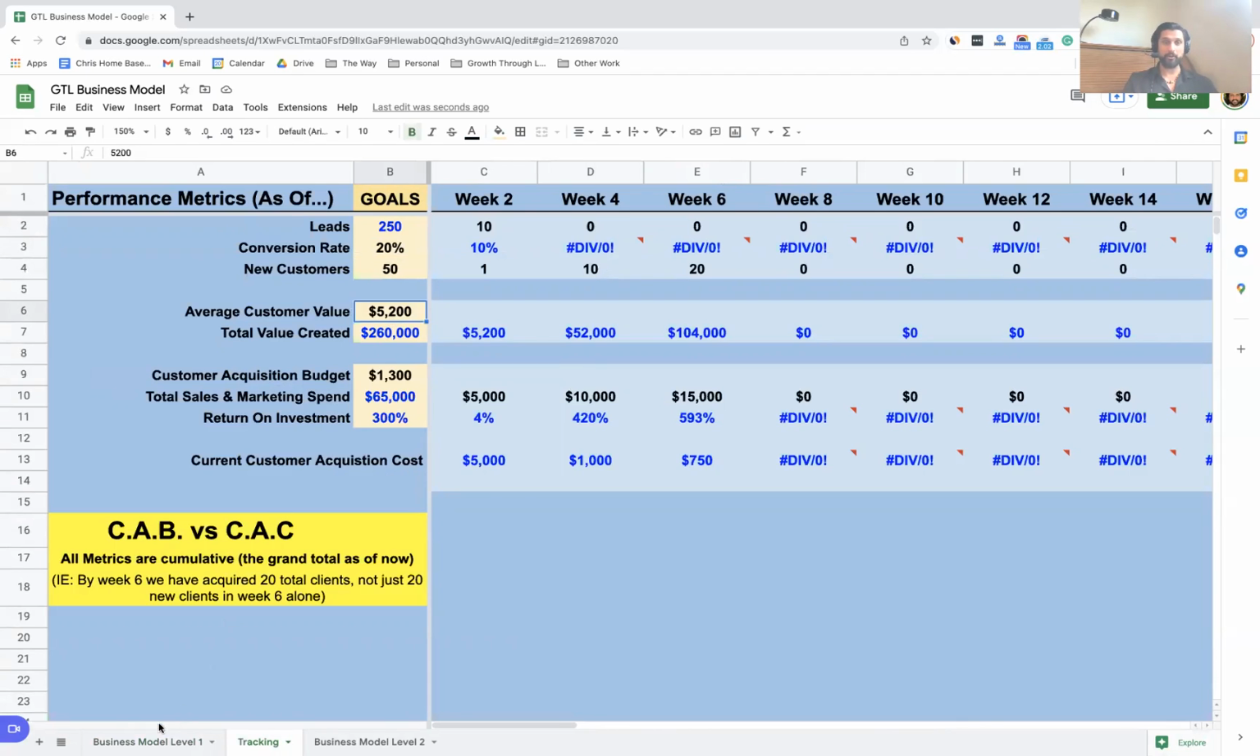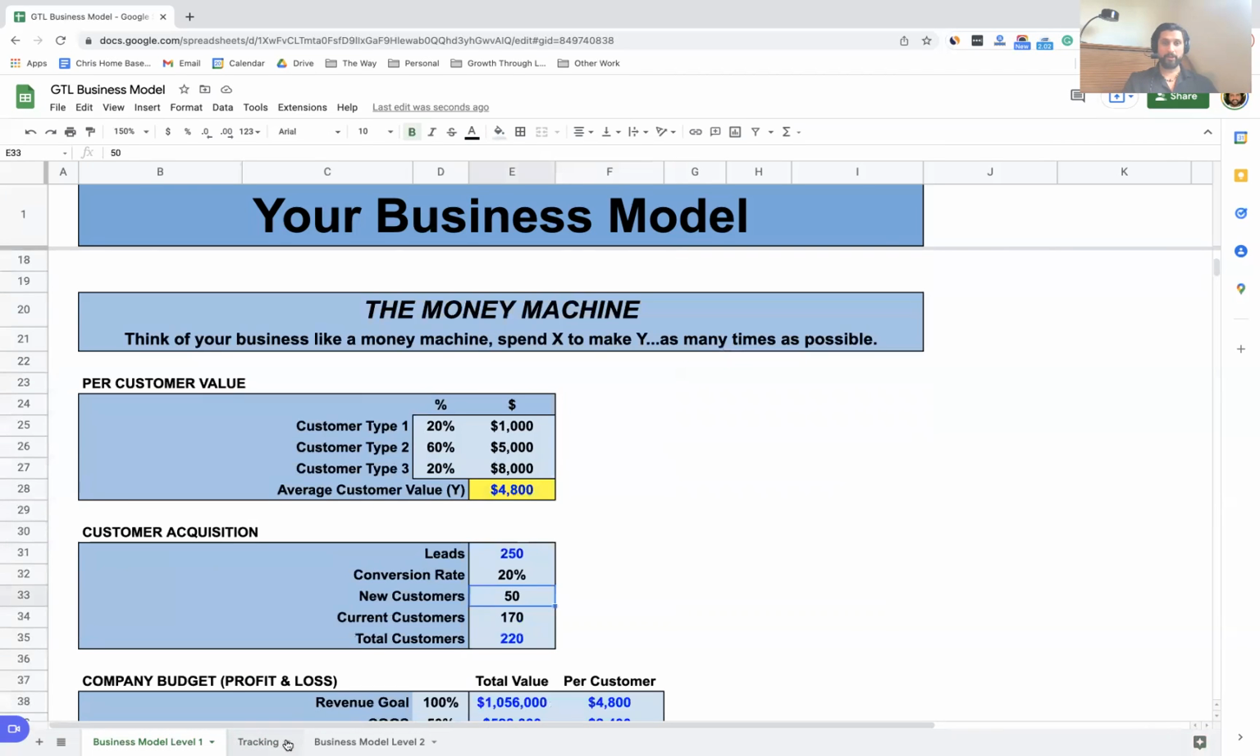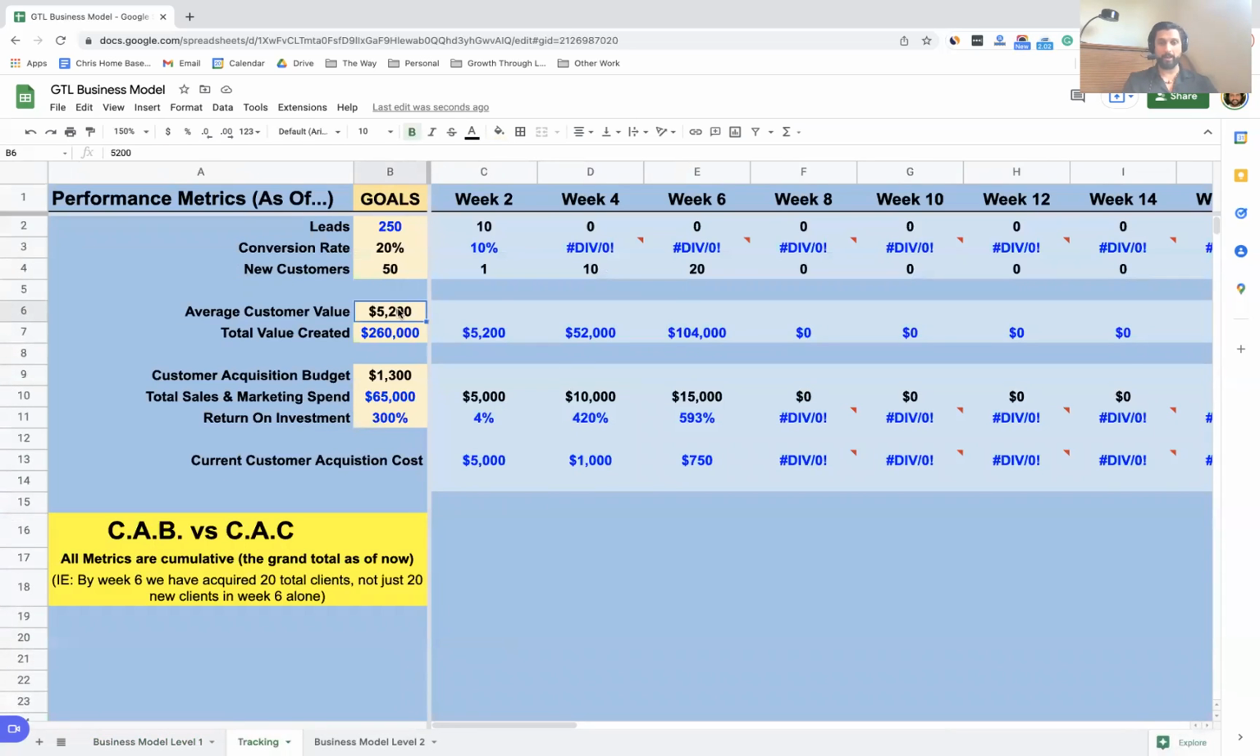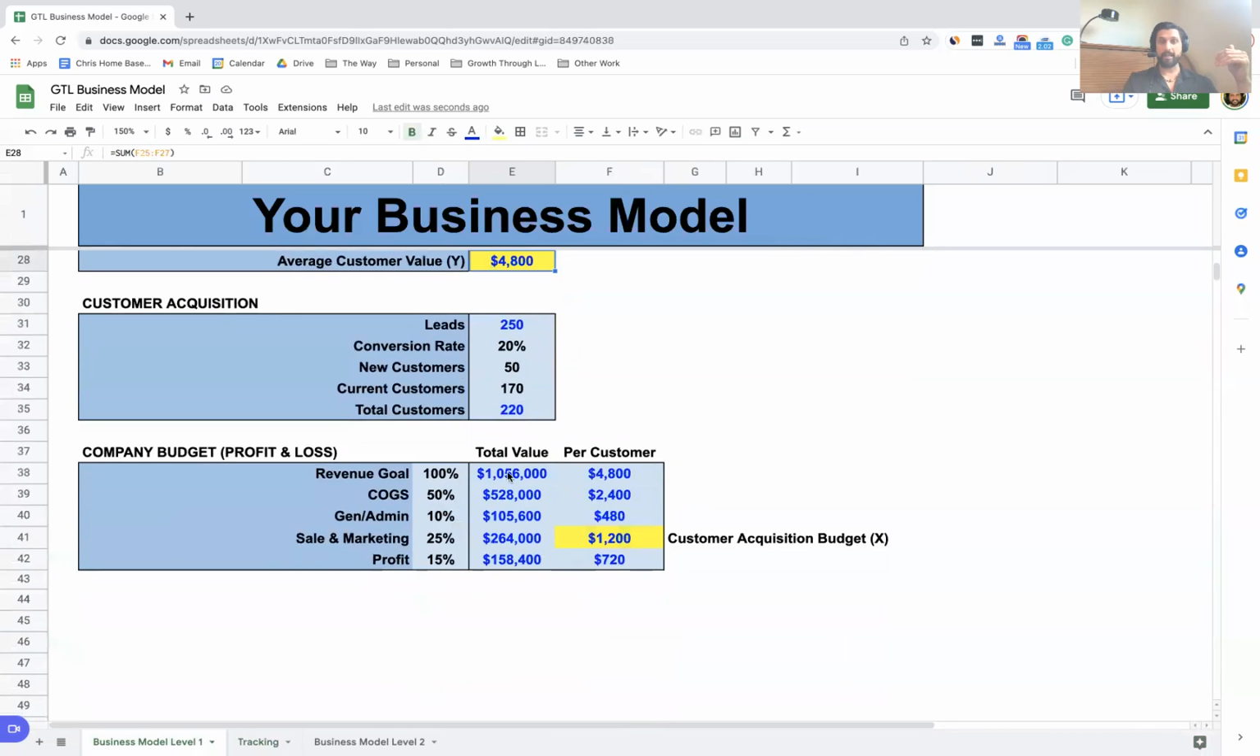Our average customer value is $4,800. So we're going to put 4,800 in here. This gives us our total value created of $240,000, right? 50 customers at $4,800 apiece is $240,000, which is how much more we needed in our revenue to get to our revenue goal. The rest of the revenue was already from current customers. We're increasing our revenue by $240,000.